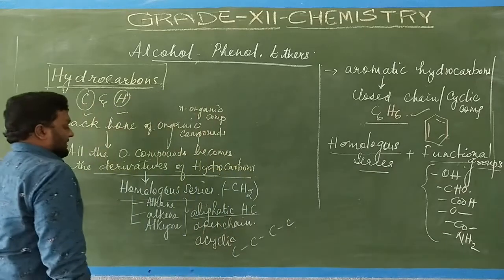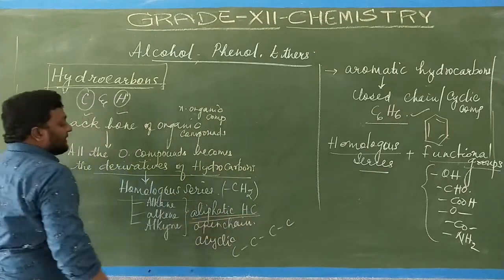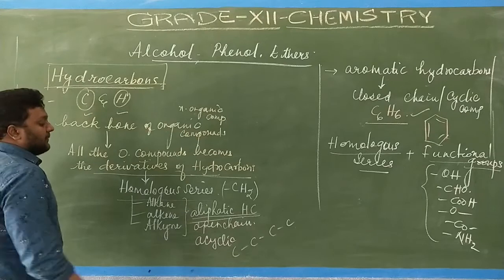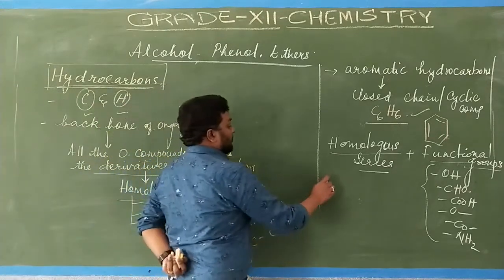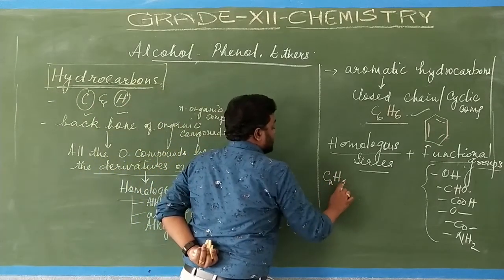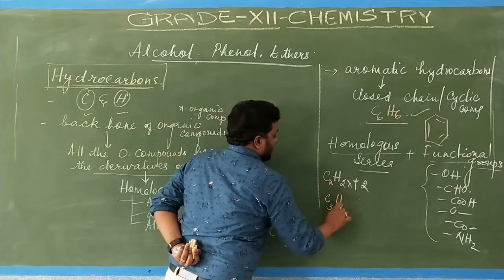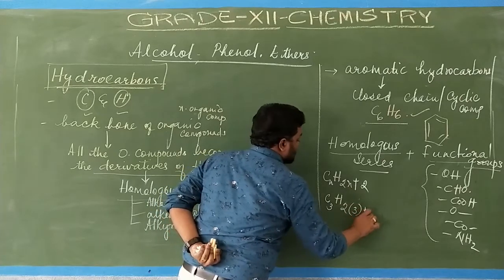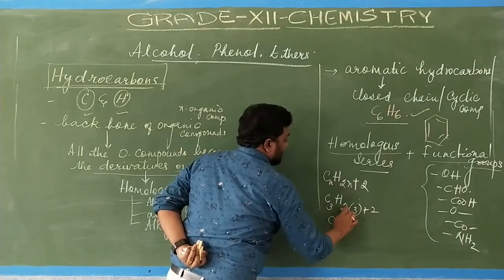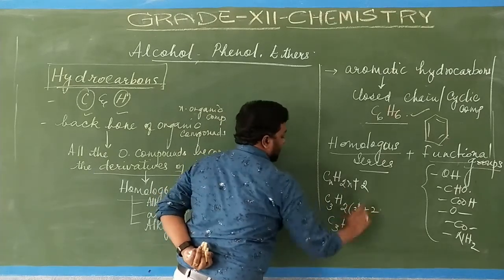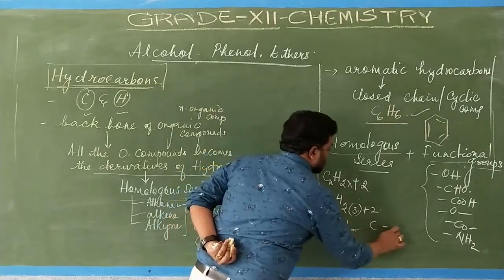Now, for example, let me take an aliphatic hydrocarbon, an alkane. What is the general formula? For alkanes it is CnH2n+2. Suppose I am taking C3, then H is 2 × 3 + 2, which becomes 8. So this is the molecular formula, and now I have to write the structure.